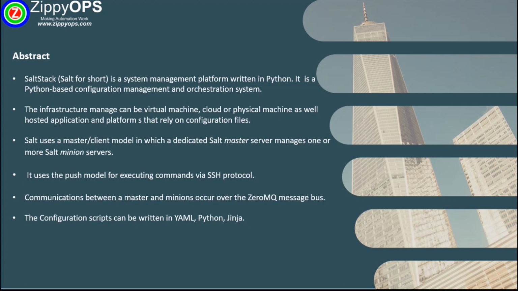The instructions are written in YAML format, or you can also directly write Python code. Jinja is used for templating, where you want a dynamic template to be available, then you can write it in the Jinja configuration.